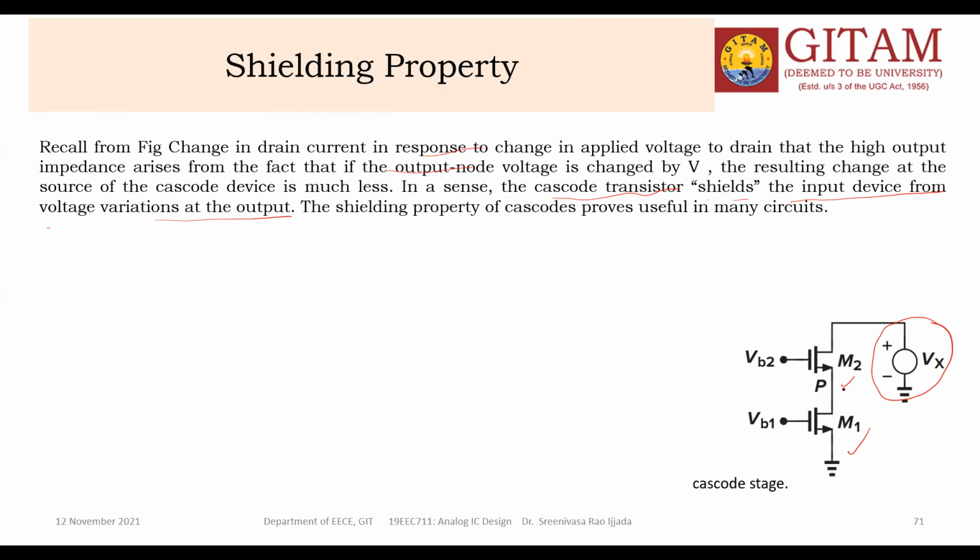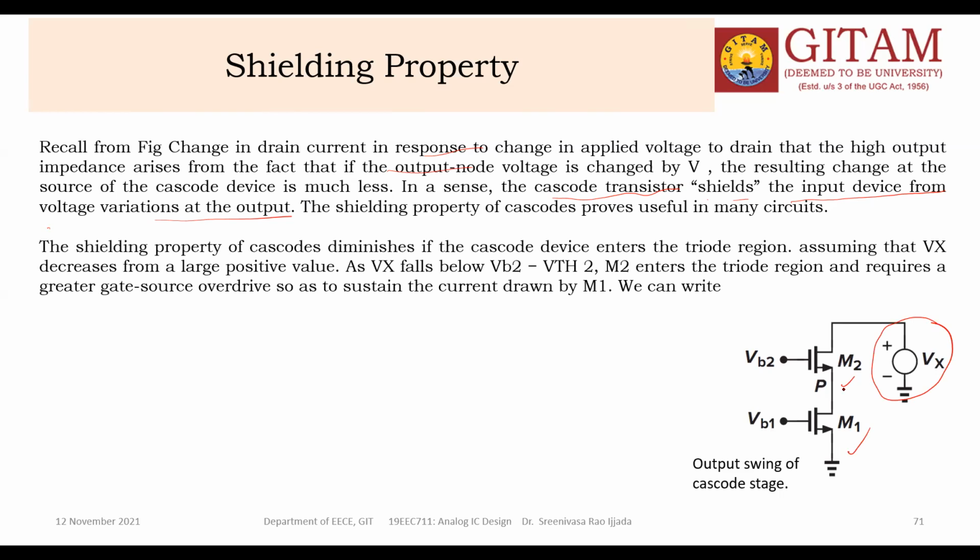The shielding property of the cascode diminishes if the cascode device enters the triode region. This protection or shielding is true only as long as the devices are in saturation. Once they enter the triode region, as I showed in the characteristic curve of output voltage versus input voltage, the shielding is lost.